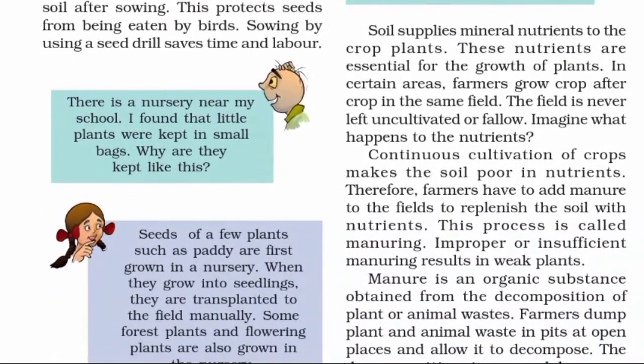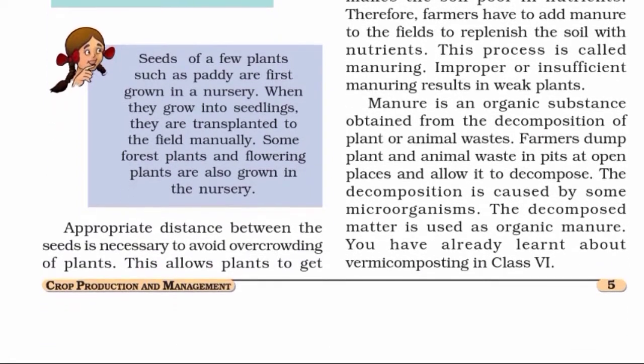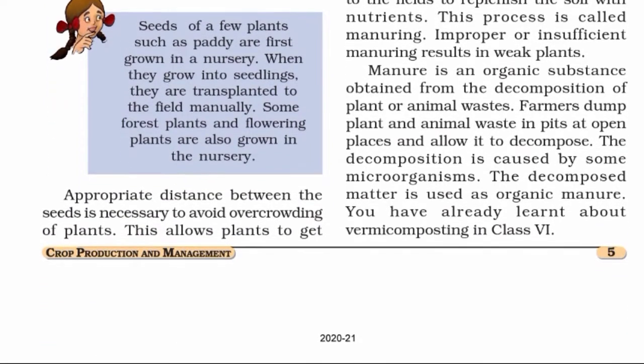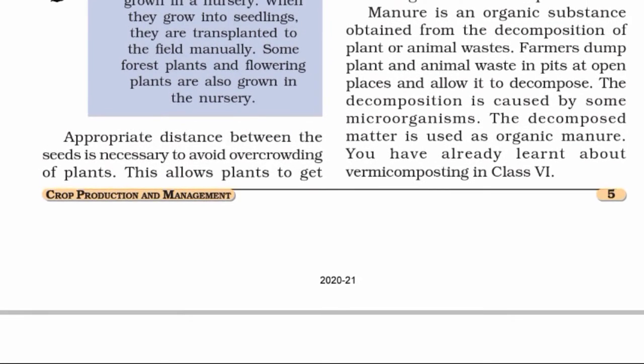Continuous cultivation of crops makes the soil poor in nutrients. Therefore, farmers have to add manure to the fields to replenish the soil with nutrients. This process is called manuring. Improper or insufficient manuring results in weak plants.